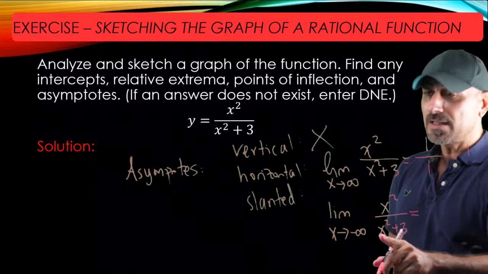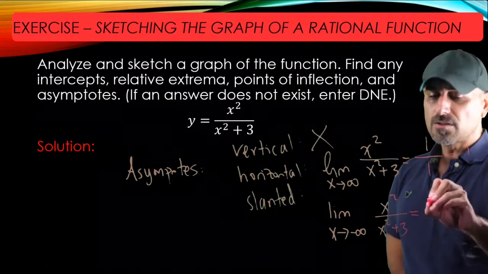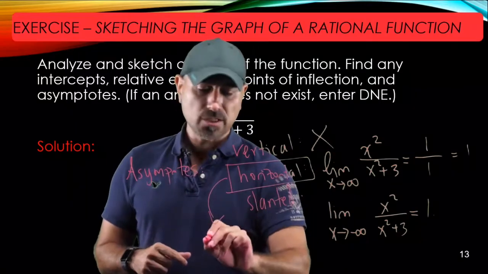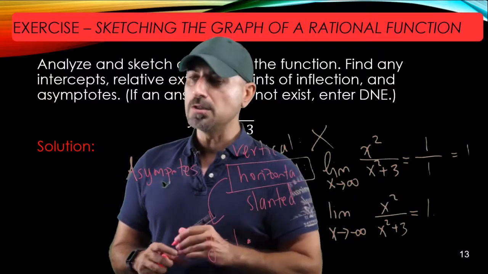You square minus infinity, so it becomes infinity, so it doesn't matter. So this limit as well is going to be 1. We have a horizontal asymptote, which is equal to y equals 1.